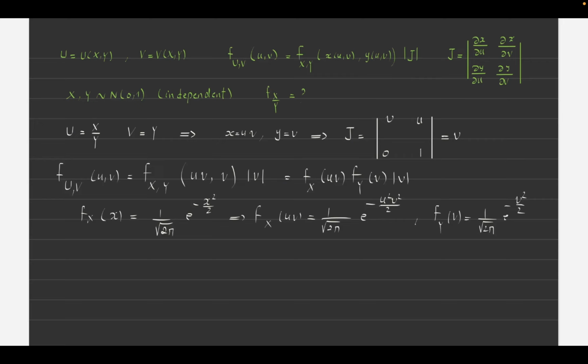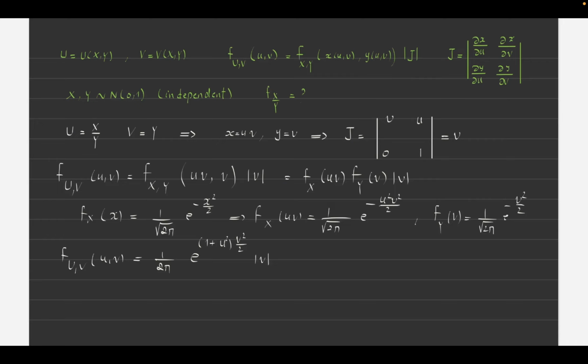Okay, so then I multiply them. Multiplied by this absolute value, I will get my joint probability distribution. So this means that f of u and v calculated at u and v is equal to, if I multiply them, it becomes 1 over 2 pi. And when I multiply the exponents and factor minus v squared over 2 out, it will be 1 plus u squared, v squared over 2. Yes, and then multiplied by the absolute value of v.